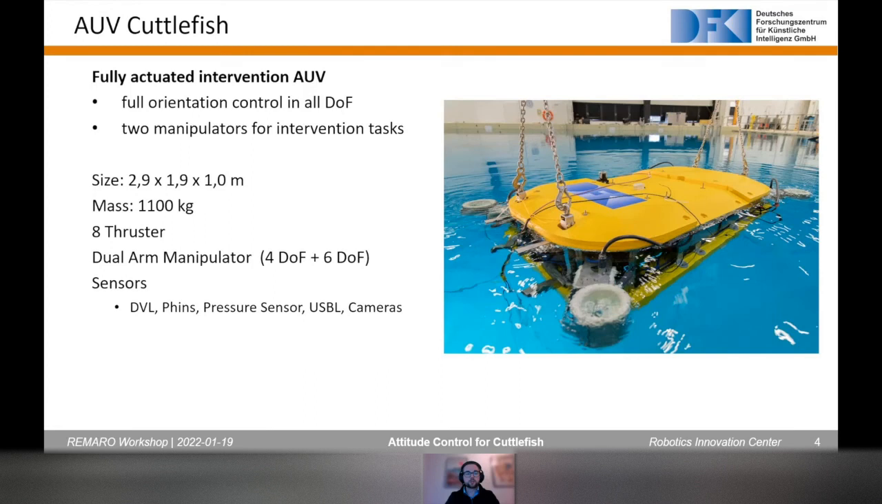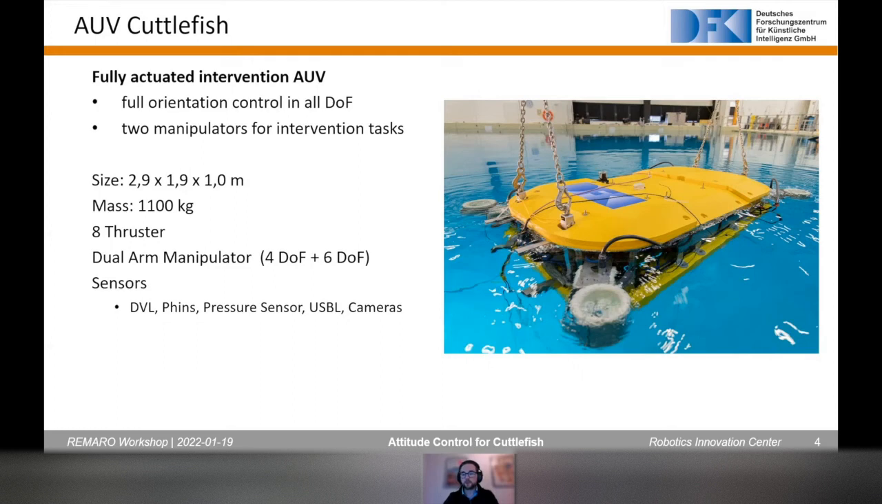Cuttlefish is our fully actuated intervention AUV. That means it can be controlled in each degree of freedom. One special thing about it is that it is not designed to be hydrodynamically stable, as you would usually have. Instead, it is designed so that the center of buoyancy and the center of gravity are close to each other, and that allows us to orient this vehicle in essentially any orientation that we like to have.